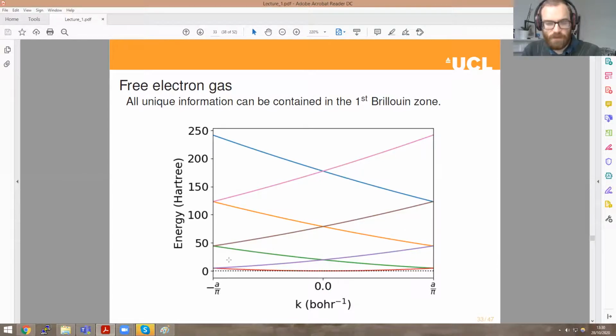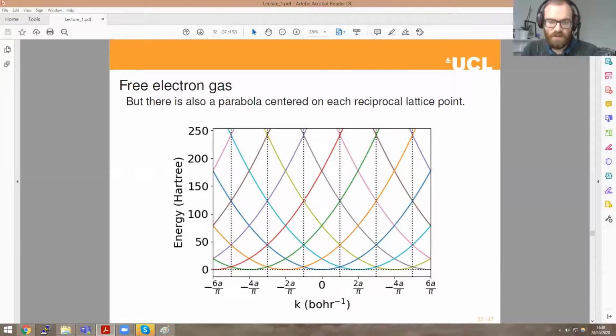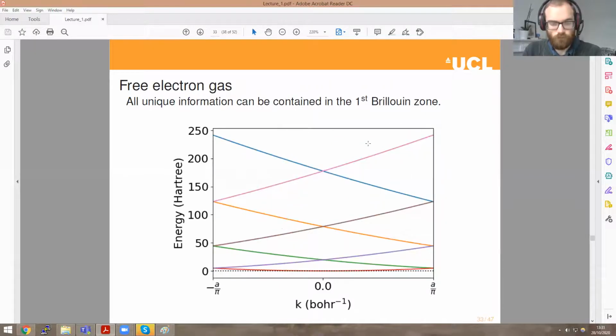But then some of these parabolas we see in this reduced space are actually the ones centered on other lattice points, and that's how you end up with more than just a single parabola in this slice of the system. So just like the unit cell in real space contains all the unique information about where the atoms are, this particular slice of the reciprocal space, the first Brillouin zone, contains all the information about how the k-space can be filled.